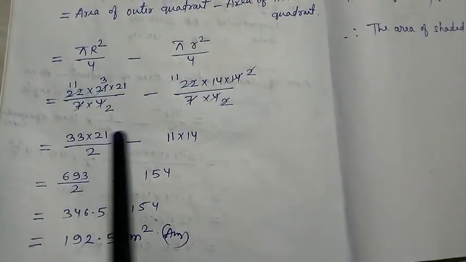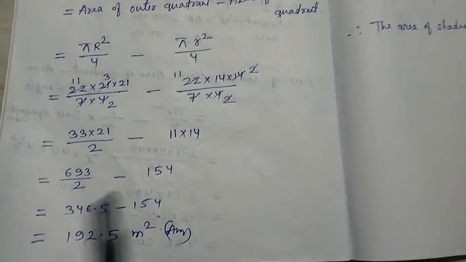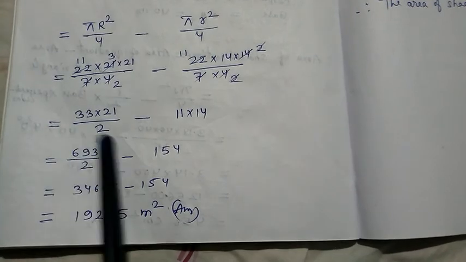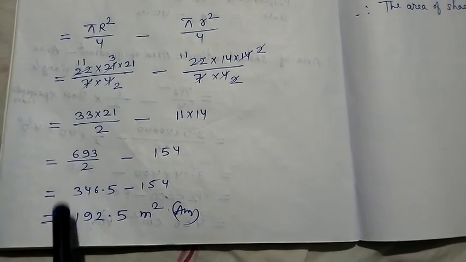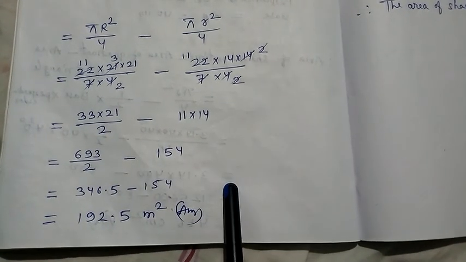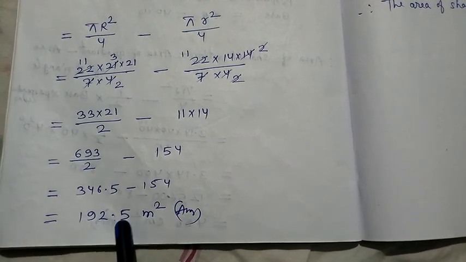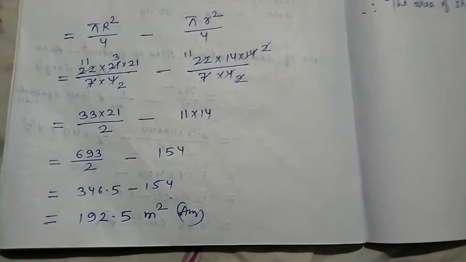Now if you multiply these both, 693 by 2 minus, if you multiply these both, 154. And if you divide this 693 by 2, our answer is 346.5 minus 154. So if you subtract, it is 192.5 meter square. This is our answer. Very easy.